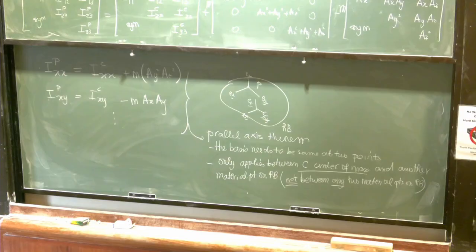Now I want to start looking at the kinetics of a rigid body, meaning the balance laws. Before that, I need to introduce one concept, the radius of gyration. Okay, so let us consider a circular hoop.